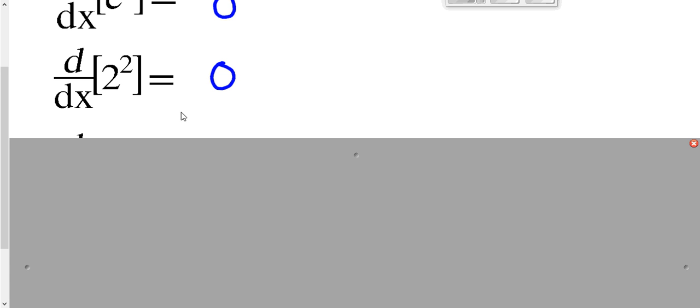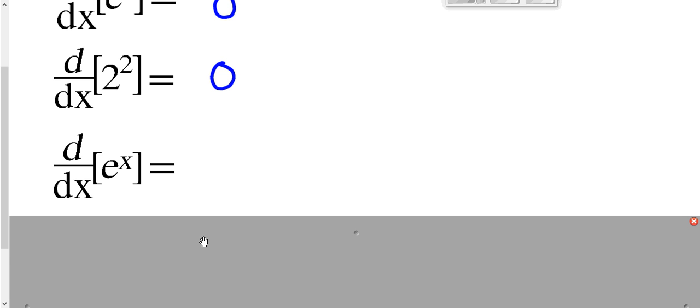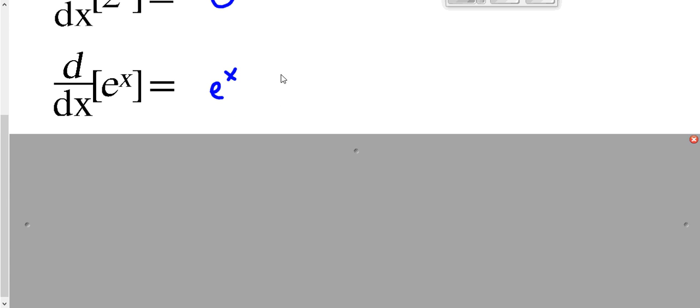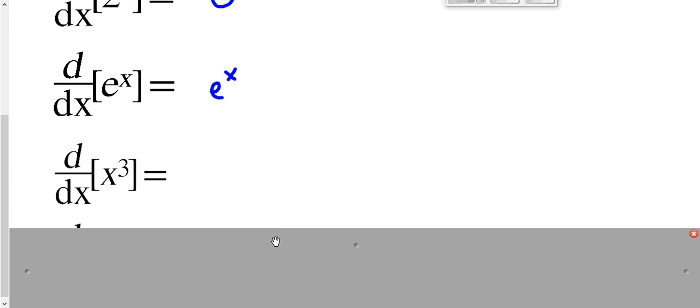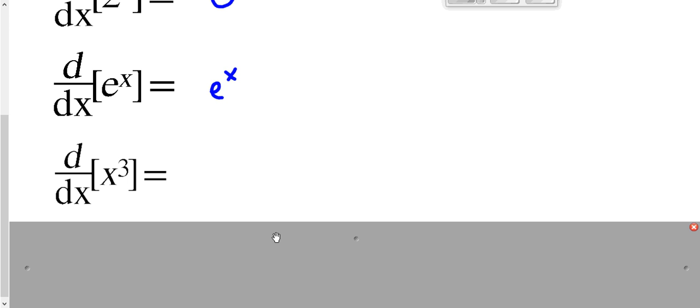Okay. What about e to the x? E to the x, the derivative is e to the x. Don't forget that one. That should be the easiest derivative you ever take. Now x cubed, so we're combining rules. This is our regular power rule. So the derivative of x cubed is just 3x squared.